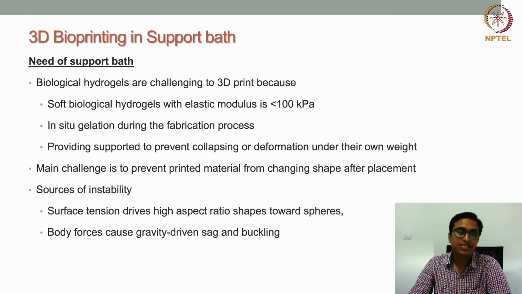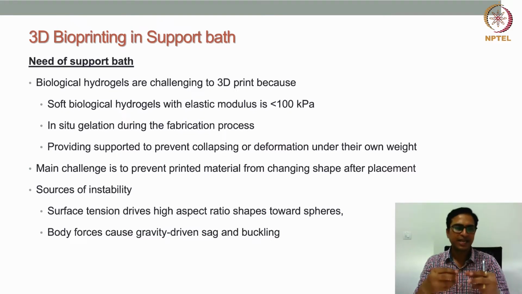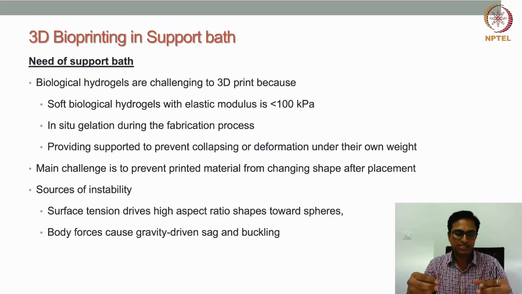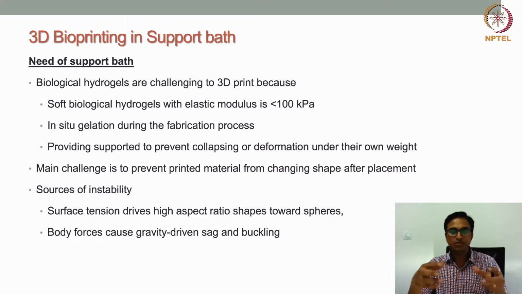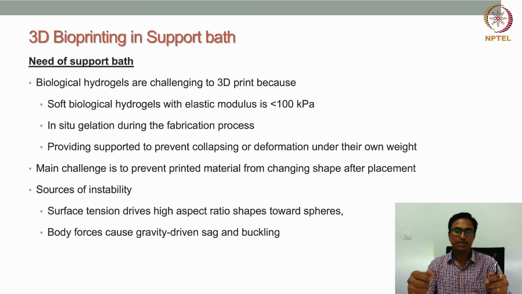So in 3D printing there is always a challenge to tackle this instability. What is the instability here? The main source of instability in bioprinting with soft hydrogels is that they are mostly aqueous-based gels, where surface tension plays a big role. What does surface tension do? Suppose we printed a line, but the material has high surface tension. It will drive the material towards a sphere, because a sphere is the low energy state. Surface tension always drives the material towards this low energy state.